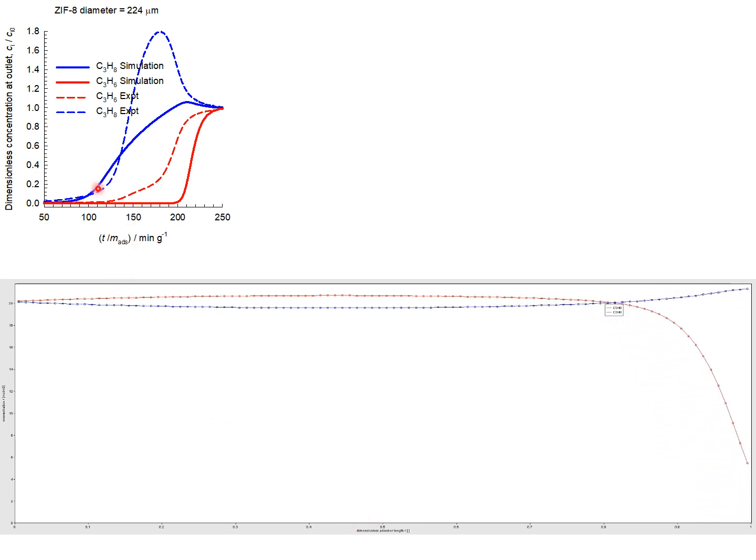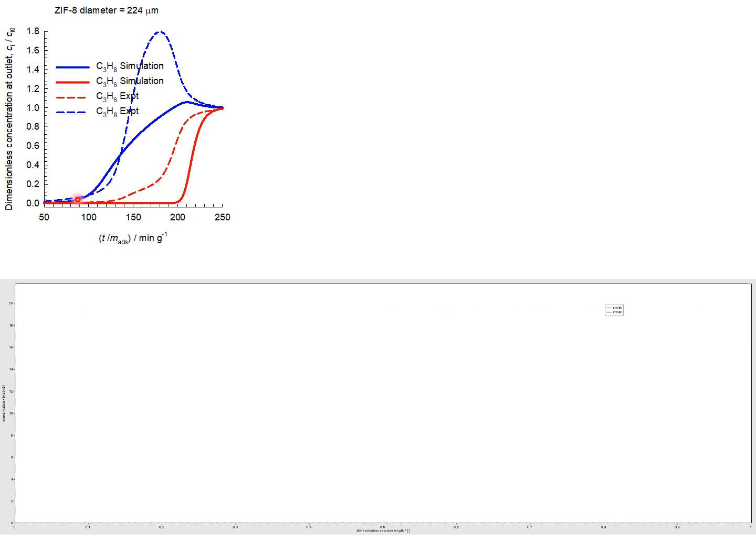The distance of separation between the breakthrough of propane and propene is important in order to achieve propene of high product purity in the PSA scheme for propene-propane separations.